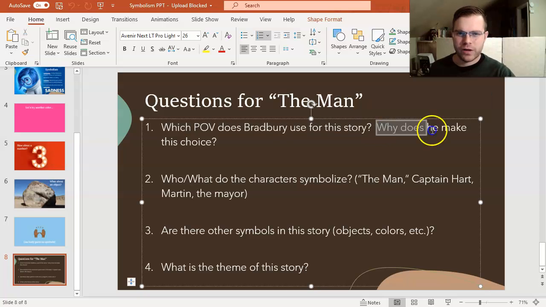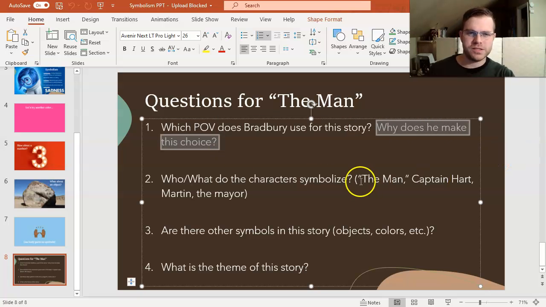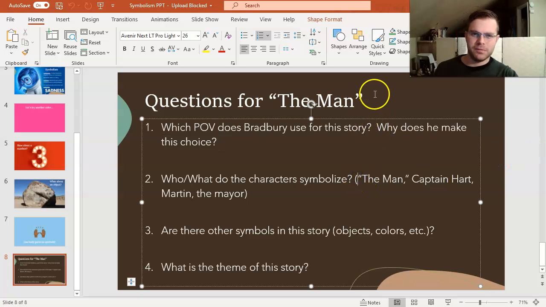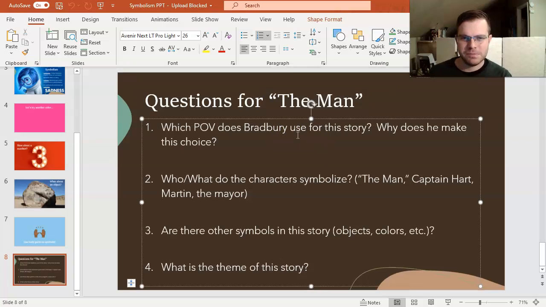As for why Ray Bradbury chooses to use third person limited instead of third person omniscient, is that he has to be able to keep the identity of the man a secret. By diving deep into characters' thoughts and into their emotions, it gives away too quickly who the man is. We'll discuss that in just a moment.